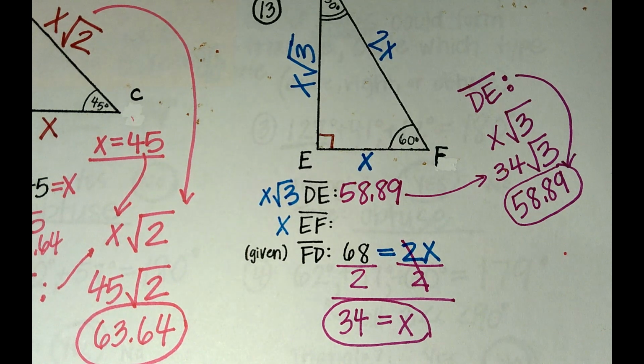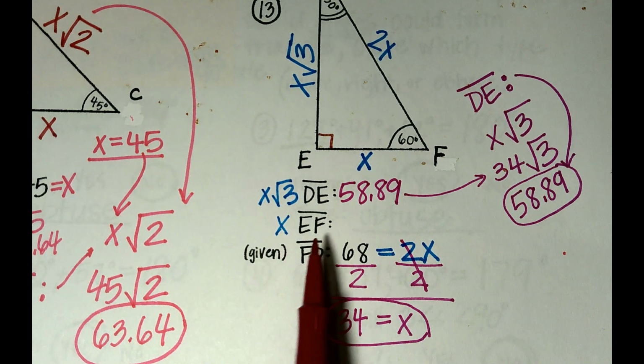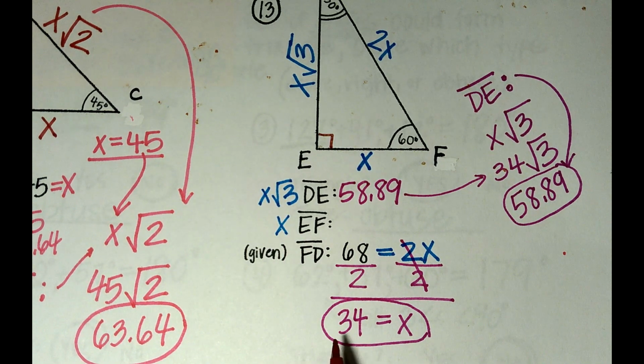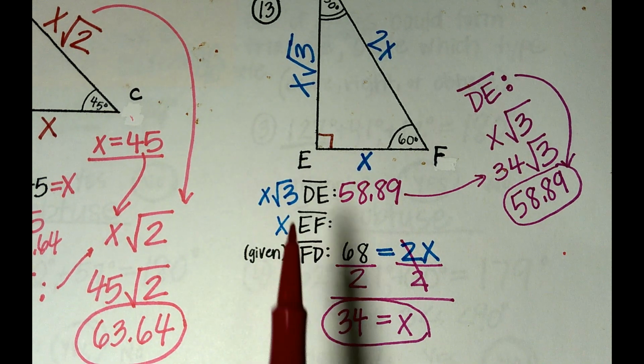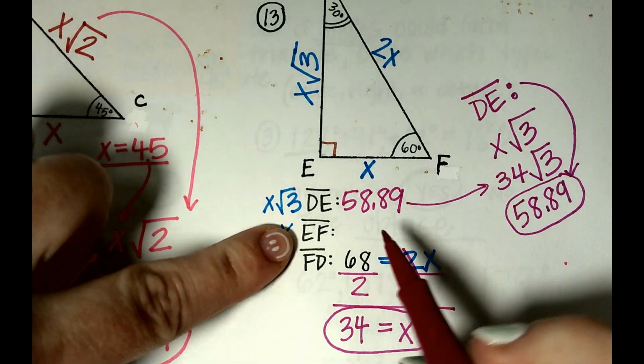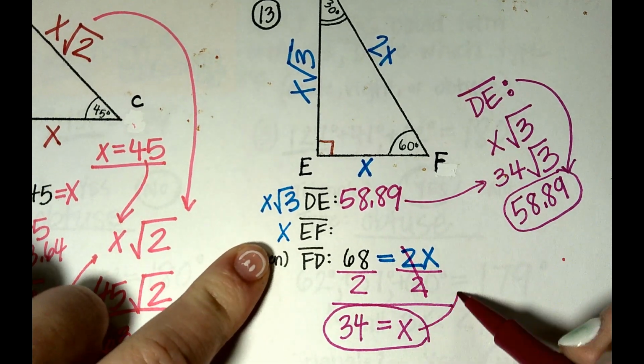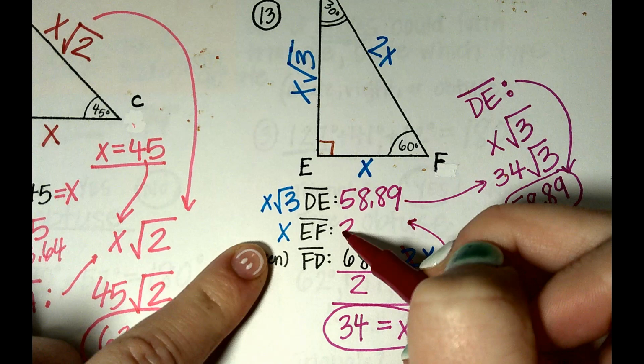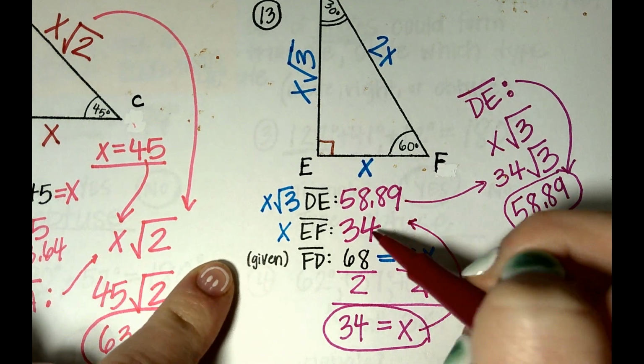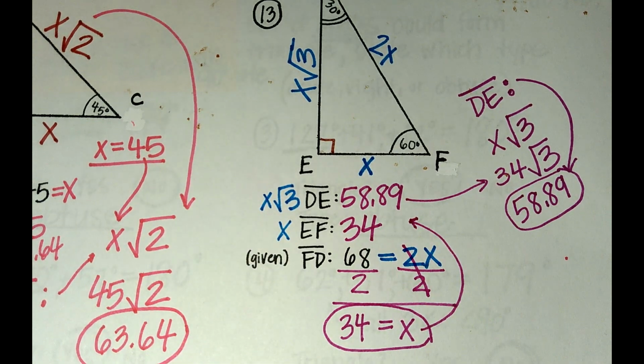And what else do we know? Yeah, that EF is 34. EF is 34 because X is 34 and EF is X. So we can just put that in here. 34. Okay. That's it. That's your quiz.